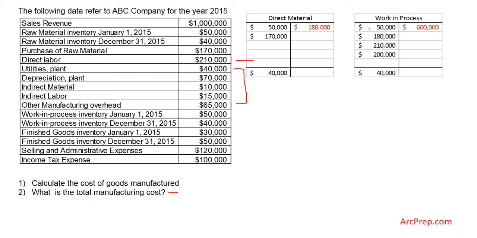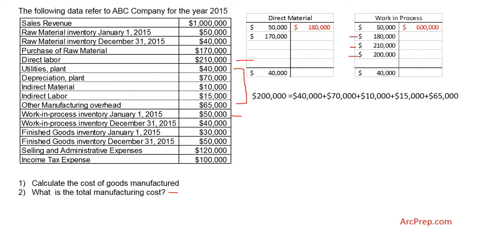Now, the direct material account is there. For work in process, let's take a look at that account really quickly. It is going to be the beginning balance right here plus transfers in. Now, this is direct material. This is direct labor right here. And this 200,000 is the sum of these 40,000 plus 70,000 plus 10,000 plus 15,000 plus 65,000. You can do the math, but the total turns out to be $200,000. That is my overhead.